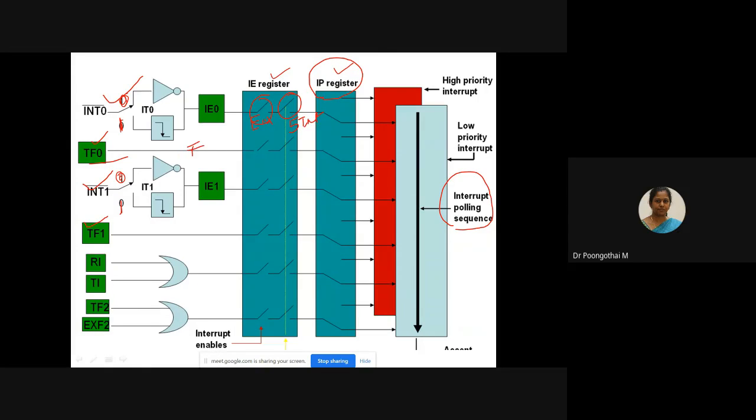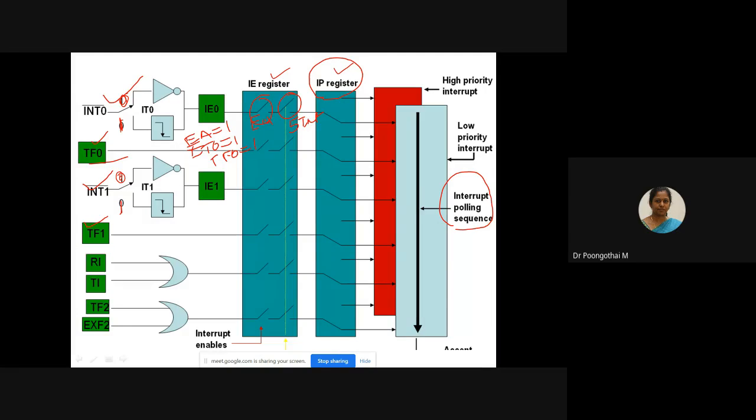ET0 is equal to 1 and EA is equal to 1. These two bits are available in the IE register, and next, TF0 is equal to 1. So in order to enable this timer 0 interrupt, these three bits are set to 1. Otherwise, the particular timer interrupt will not be executed by your 8051.